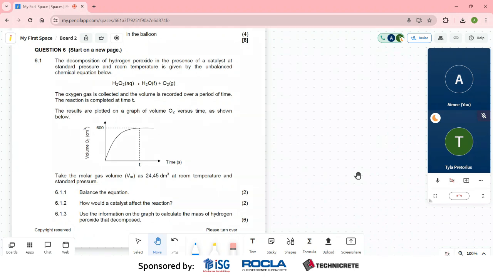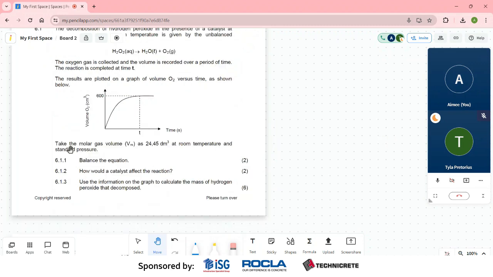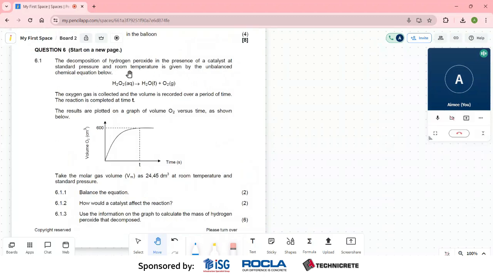Okay, so it says the oxygen gas is collected and the volume is recorded over a period of time. The reaction is completed at time t. The results are plotted on a graph of volume of O2 versus time as shown below. Take the molar gas volume as 24.45 at room temperature and standard pressure. 6.1.1, balance the equation. So this is the equation that we are balancing.